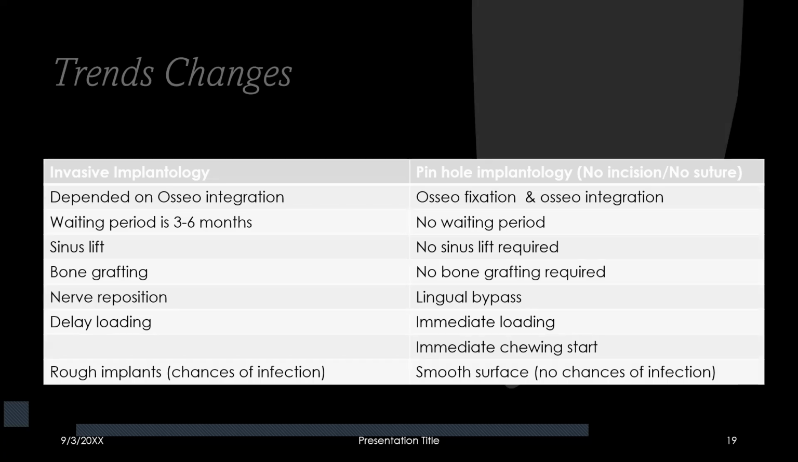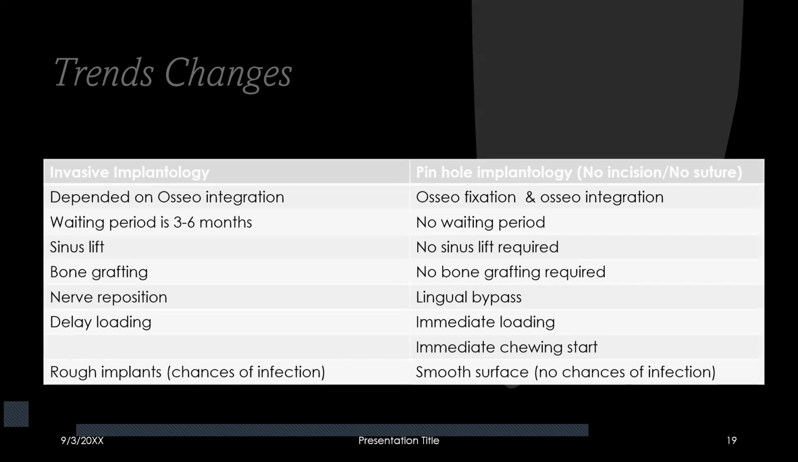Now it is important for all of us to move with the trends and the latest technologies. Earlier, we were only dependent on osseointegration. But nowadays, with the help of pinhole implantology, we have shifted to osteofixation as well as osteointegration. First we do the osteofixation, which gives torque immediately, and that could be 70, 80 to infinity. Infinity means you will not be able to rotate the implant more than that. Later, that implant will also lead to osteointegration.